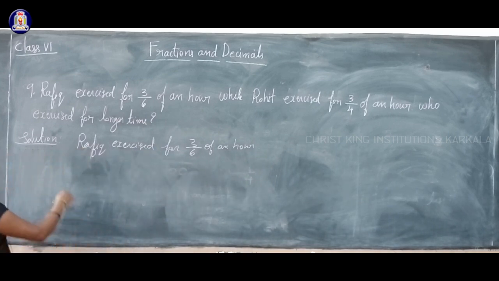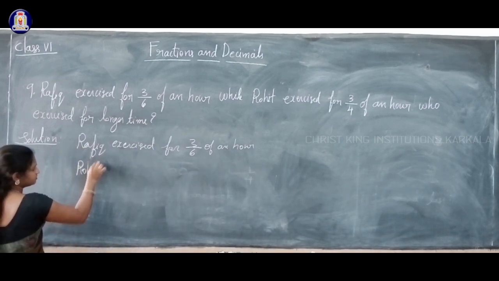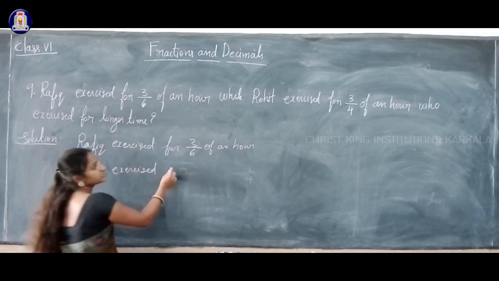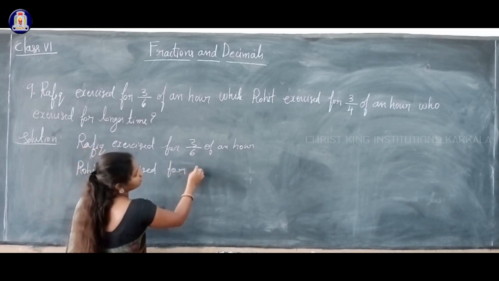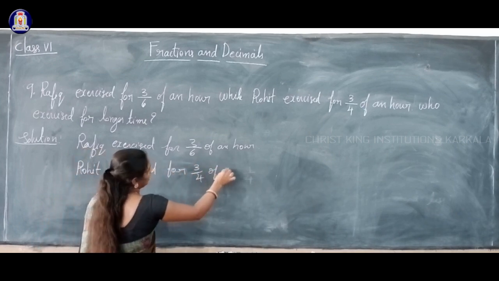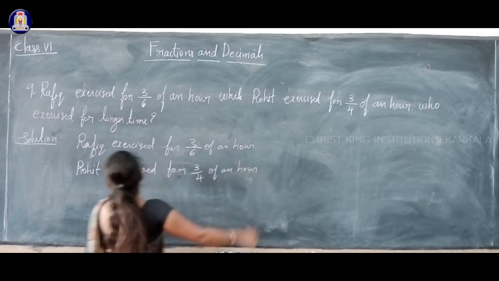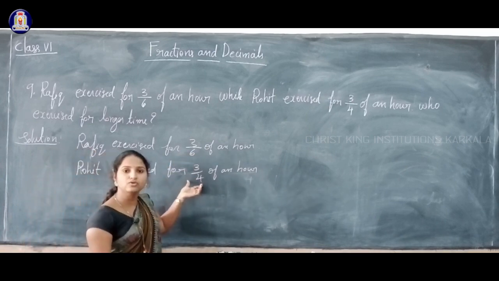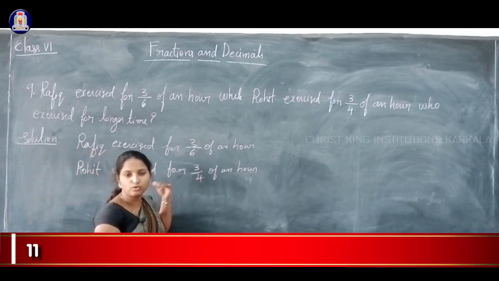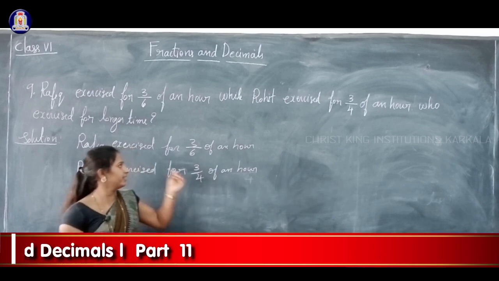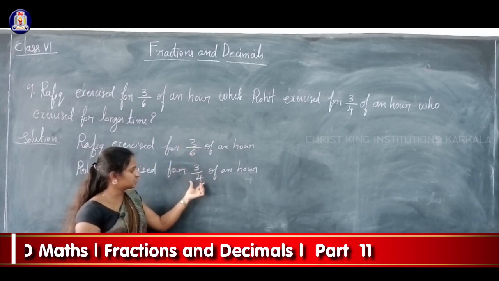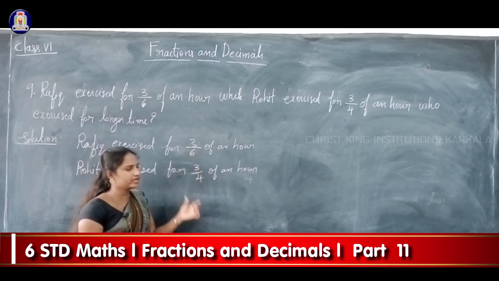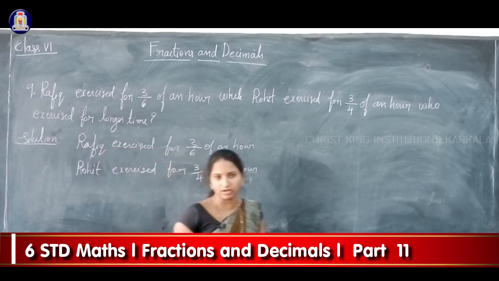Now Rohit exercised, exercise meaning solved sums, for 3 by 4 of an hour. Who exercised for a longer time? So now you have to compare 3 by 6 and 3 by 4. If you observe 3 by 6 and 3 by 4, which is greater and which is smaller? We cannot say directly, isn't it?